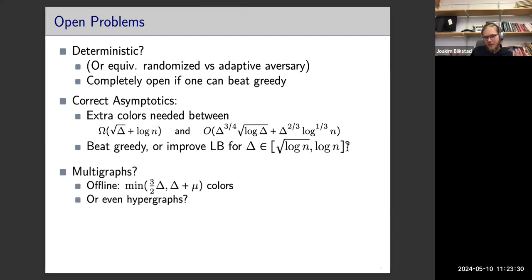Okay. Another generalization is multigraphs, right? In the offline setting, you need at most 1.5 delta, or delta plus mu colors, where mu is the multiplicity, the number of parallel edges. Can we get something close to either of these two values for multigraphs, or even hypergraphs, like coloring hypergraphs? And my feeling is that the tools should generalize somehow.